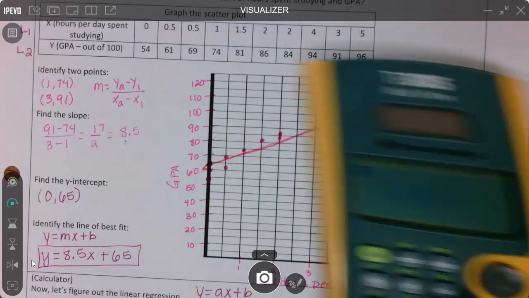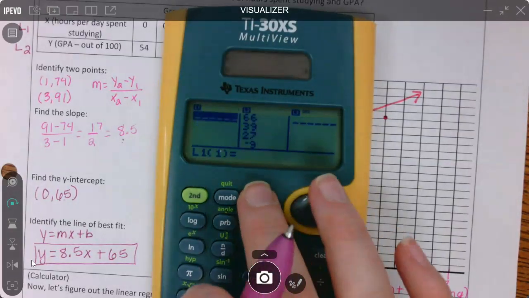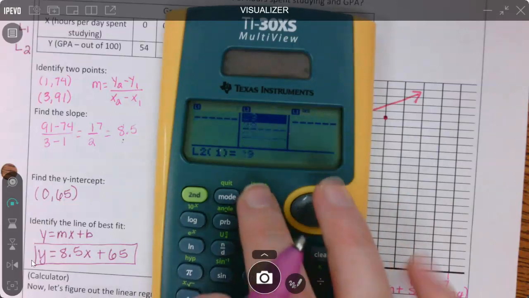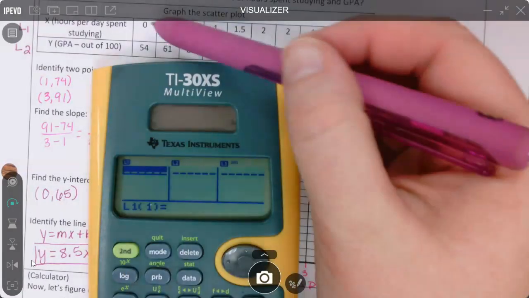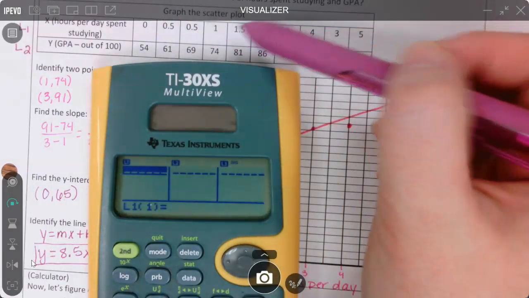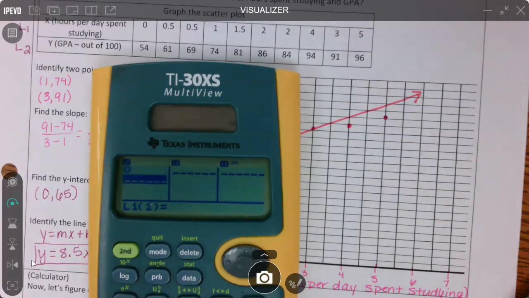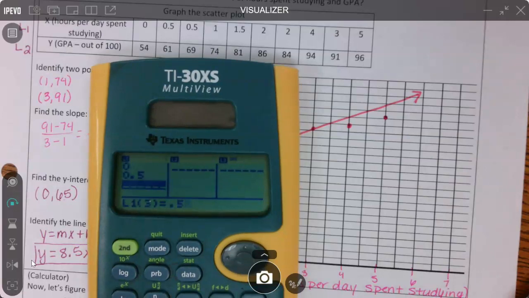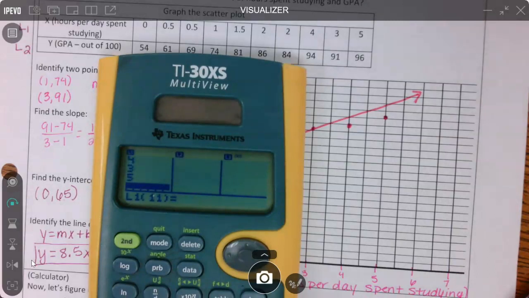So you're going to hit the data key and delete whatever's there. And so for L1, we're going to put in these numbers: 0, 0.5, 1, 1.5, 2, 2.5, 3, 3.5, 4, and 5.0. Okay, you should have 10 numbers when you're done.